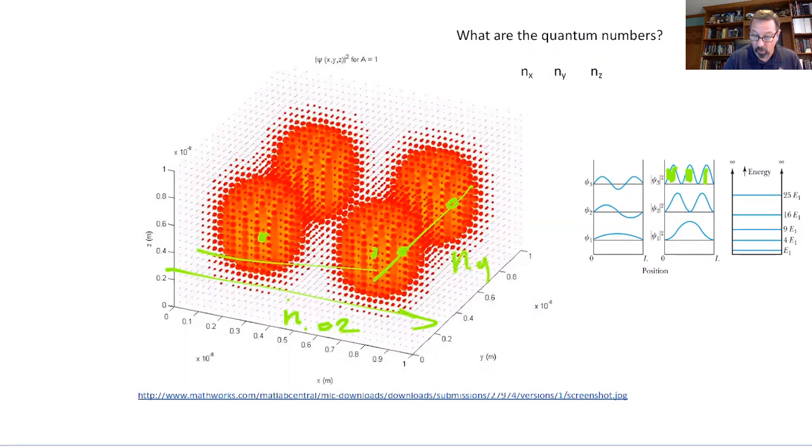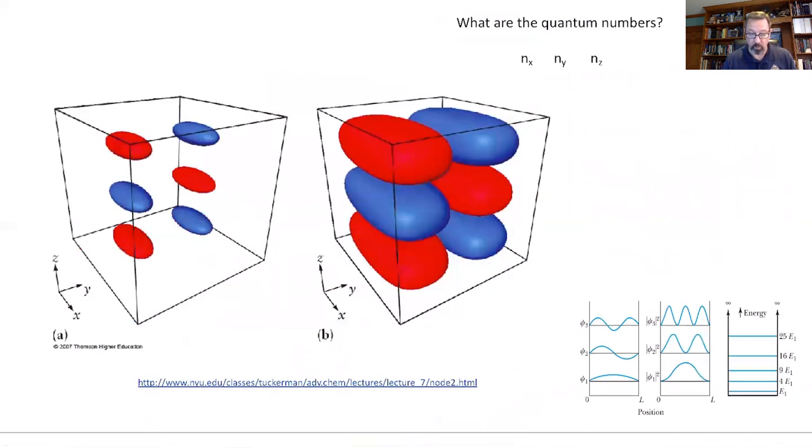Okay, so that's ny, or n2, is equal to 2. But then in the z direction, I only have one probable position, and so I think it's 1. So this quantum state would be 2, 2, 1, hopefully. And you can see that. All right, here's one for you guys.